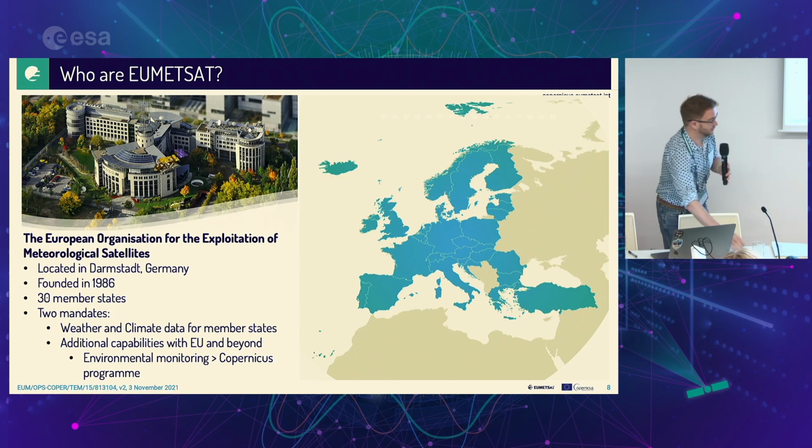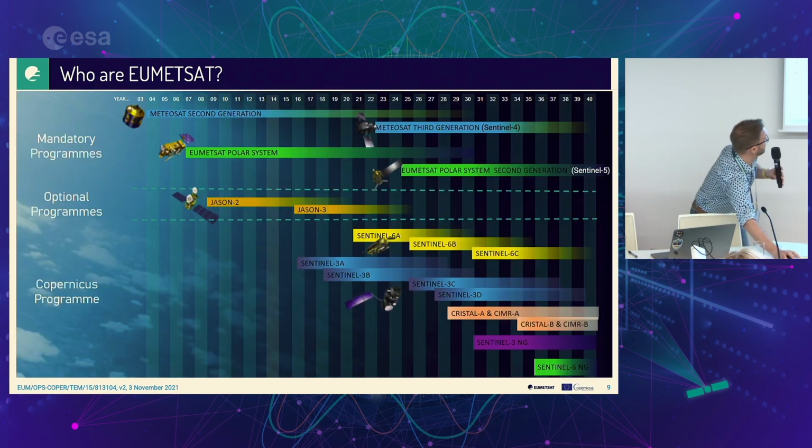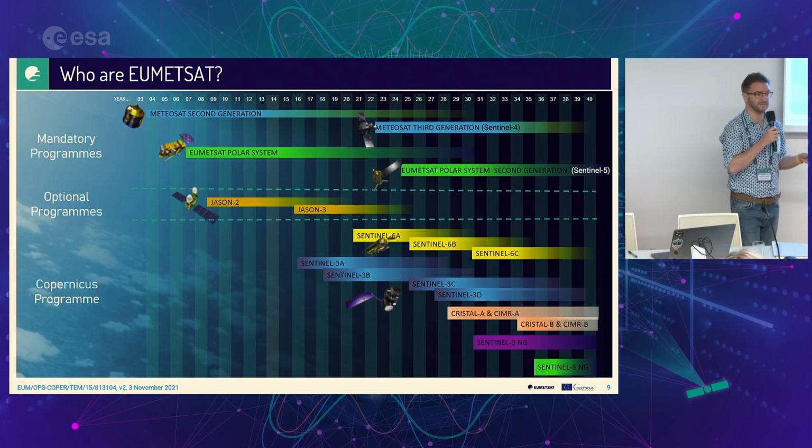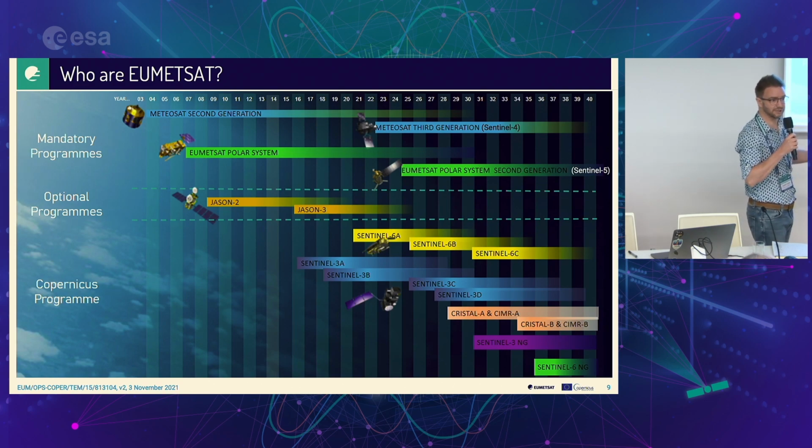So here's an overview snapshot of the missions that we currently operate. And by that, it means that they are flown from our operations room in our building. We divide these into three segments.